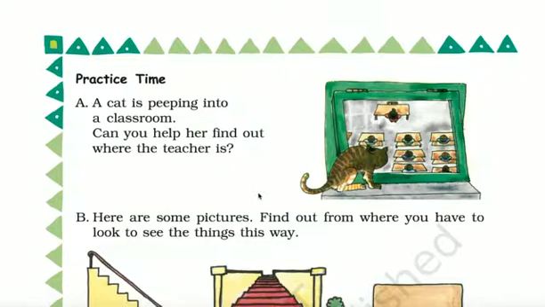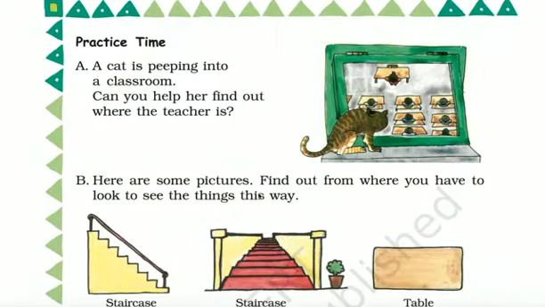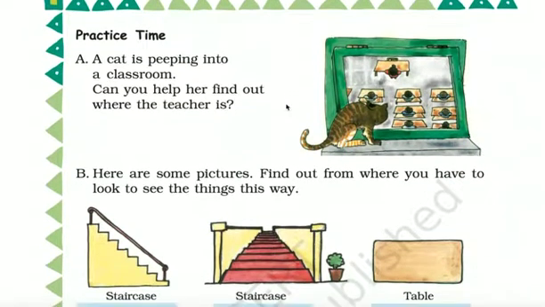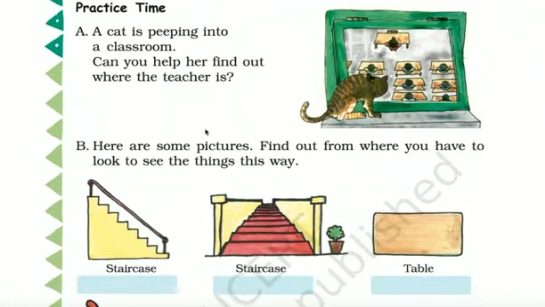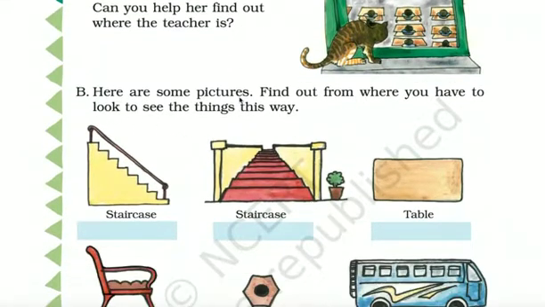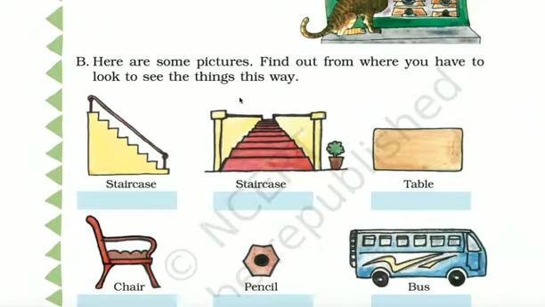Practice time. A cat is peeping into a classroom like this. She's looking at the classroom. Can you help her find out where the teacher is? This is where the teacher is, right? Who is standing and giving a lecture is the teacher, obviously. Here are some pictures. Find out from where you have to look to see the things this way.